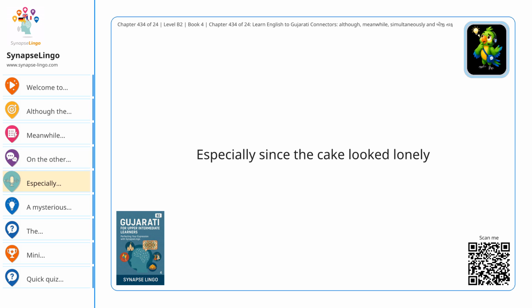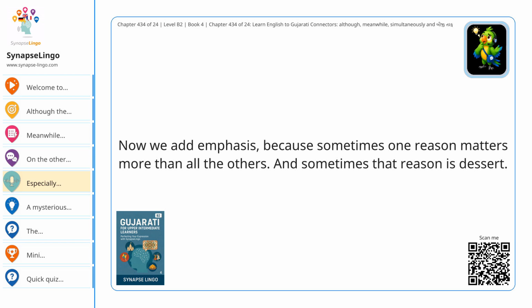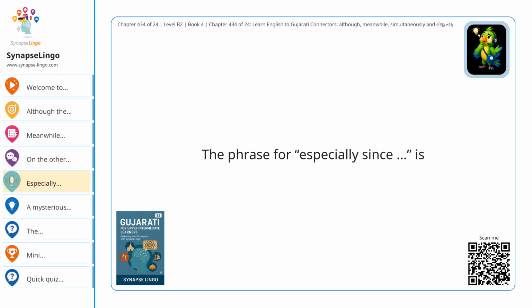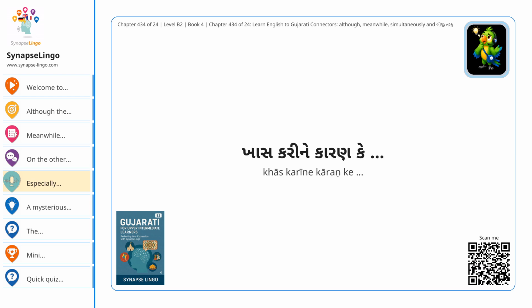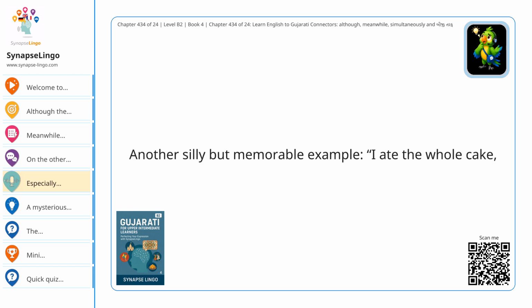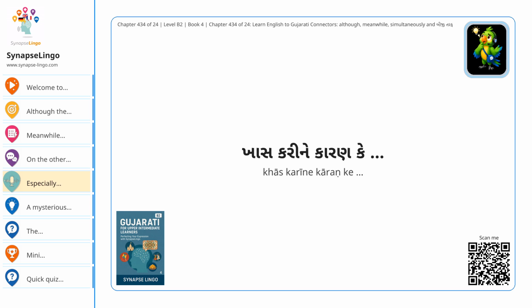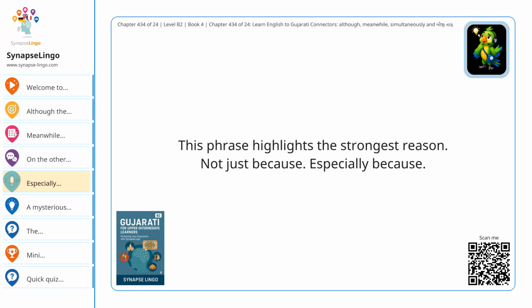Especially since the cake looked lonely. Now we add emphasis, because sometimes one reason matters more than all the others. And sometimes that reason is dessert. The phrase for especially since is ખાસ કરીને કારણ કે. Example: I stayed longer, ખાસ કરીને કારણ કે it started raining. Another silly but memorable example: I ate the whole cake, ખાસ કરીને કારણ કે it looked lonely. This phrase highlights the strongest reason. Not just because, especially because.